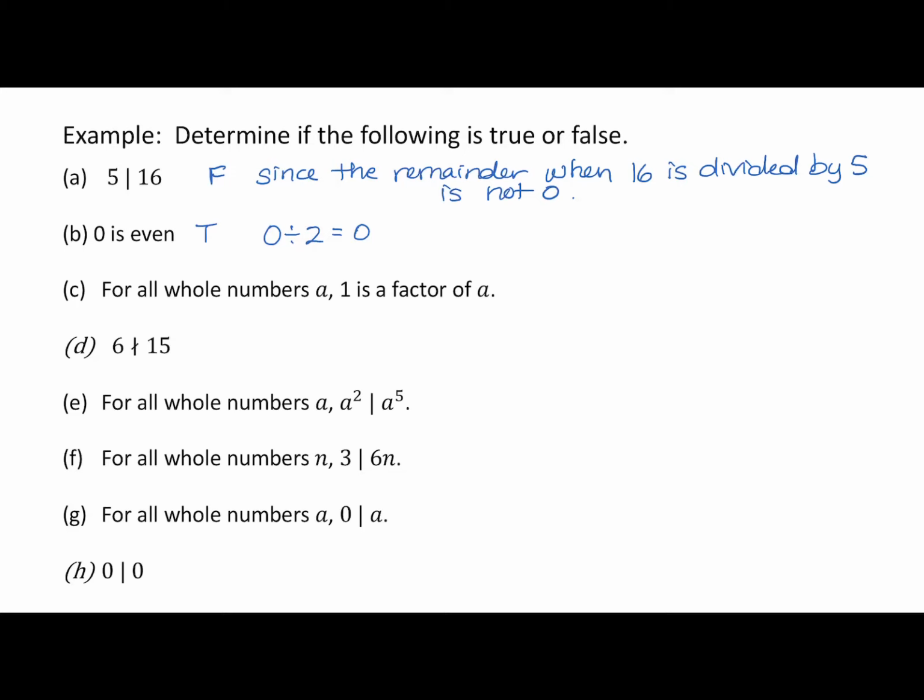For all whole numbers A, 1 is a factor of A. Is that true or false? That's going to be true, right? For any whole number A, 1 divides A, since A divided by 1 is always just A.